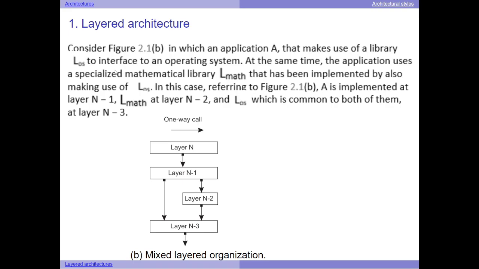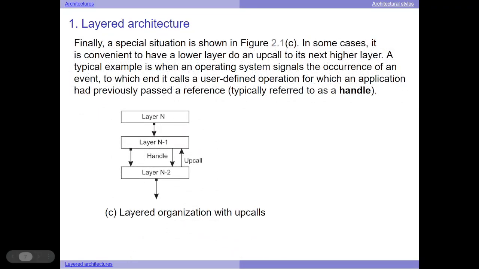There are different types of layered architecture you can see here. Layer N minus 1 can directly call N minus 3, or N2 can call N3. That is called mixed layer organization. So first we have pure, then mixed, and then layered organization with up calls. Up calls means the lower layer can also call the layer on top. That is called an up call.